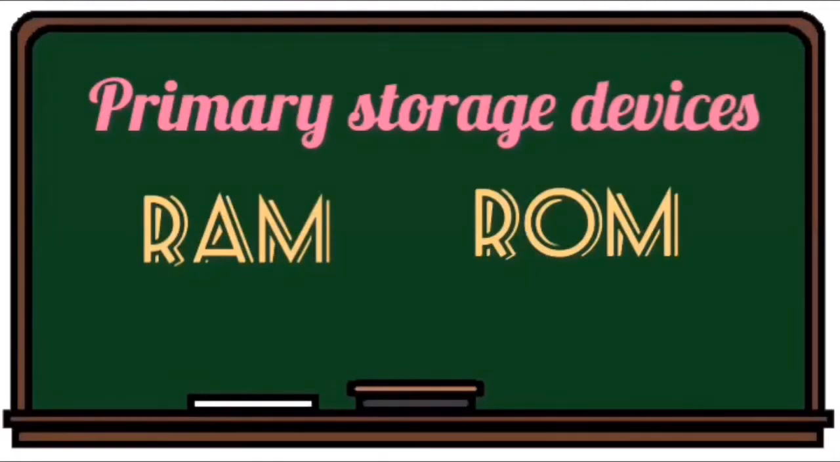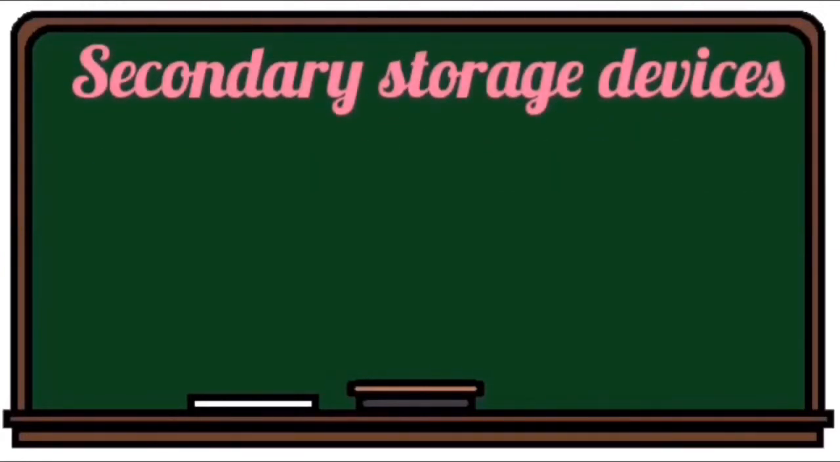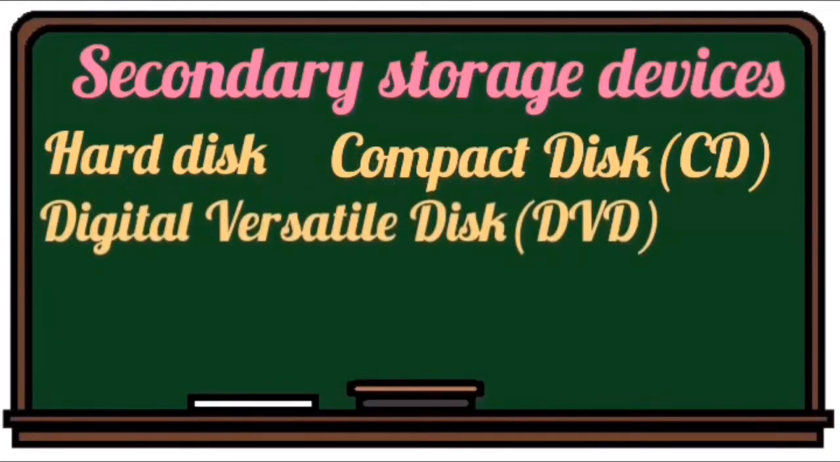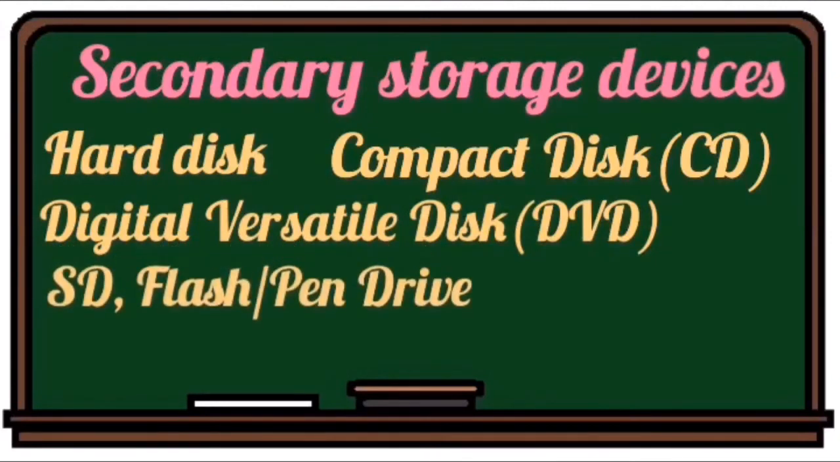Next is the secondary storage device. What is a secondary storage device? If I want some extra space or extra memory to store, I will purchase a hard disk, or a compact disk, that is CD, as you know, or else a DVD, that is digital versatile disk, or else an SD card, flash or pen drive, then floppy disk. All these are examples of secondary storage devices.